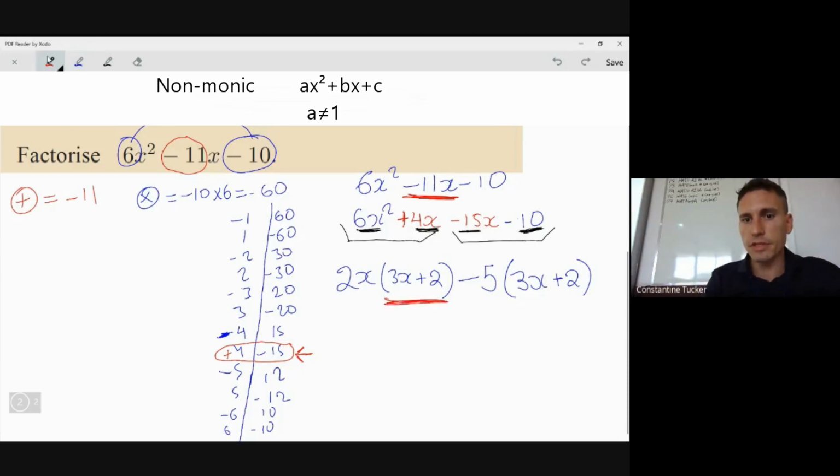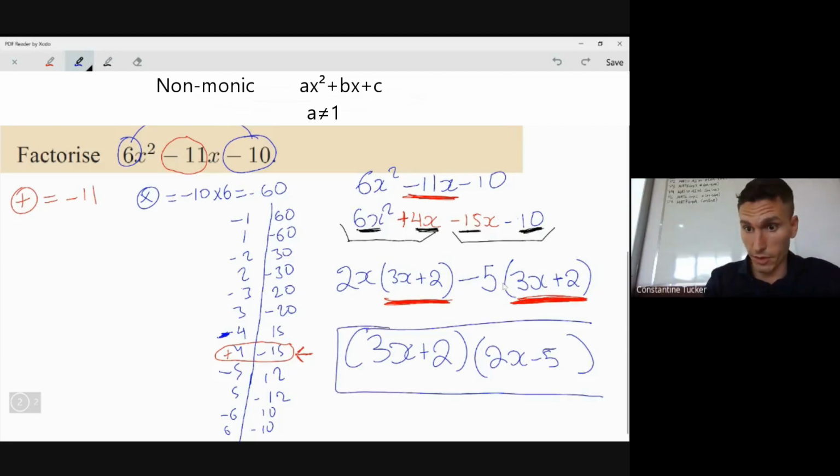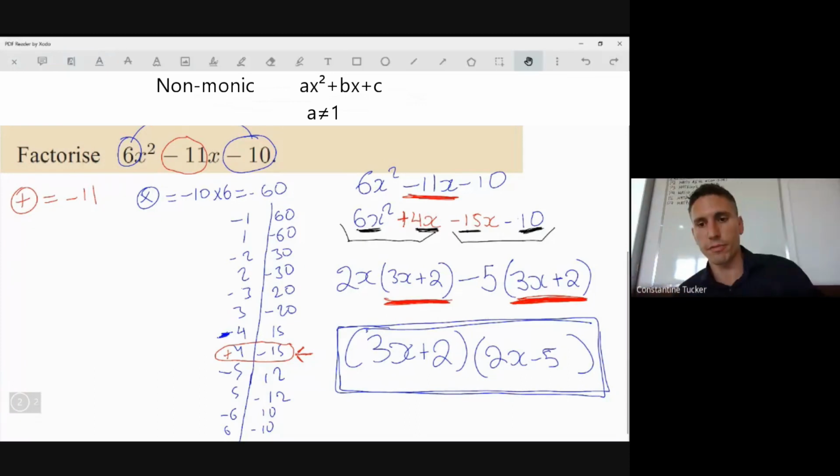We notice that this 3x plus 2 is our common factor for the entire expression. So what we need to do is write 3x plus 2 in one pair of brackets, and then in a second pair of brackets, we'll just copy all of the leftovers. So this will be 2x minus 5. And this is basically our final answer. So keep this in mind: the final answer is a pair of brackets times another pair of brackets.